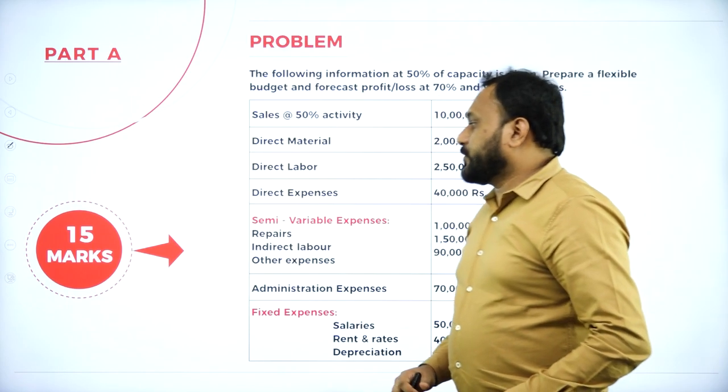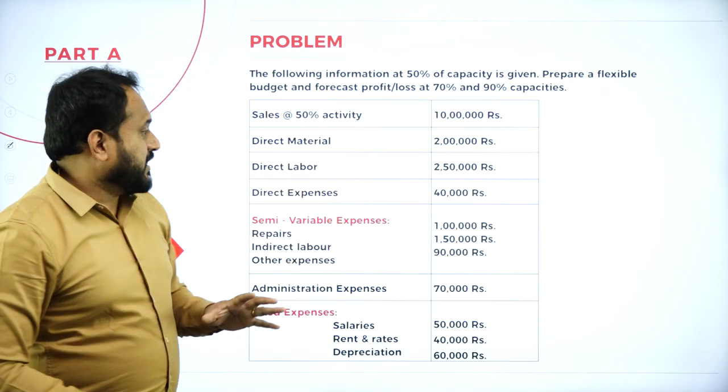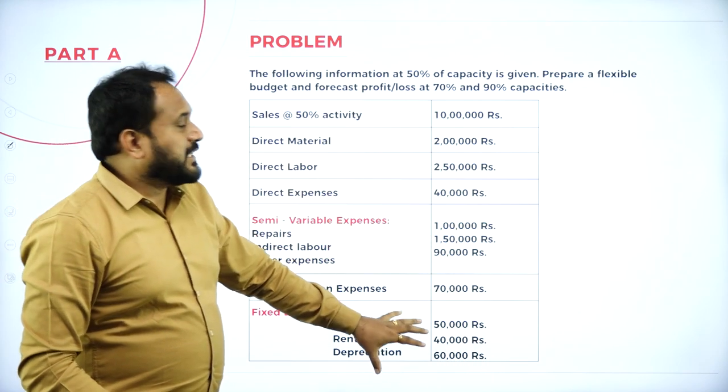Next one we have is a problem. That is a 15 marks question called flexible budget. Now we have a flexible budget here like this.